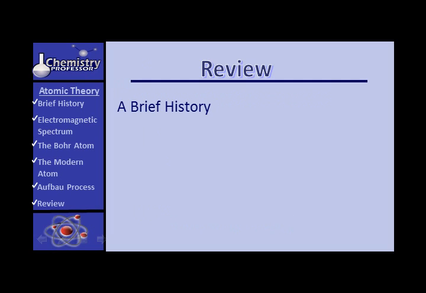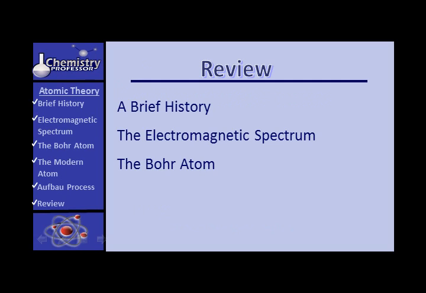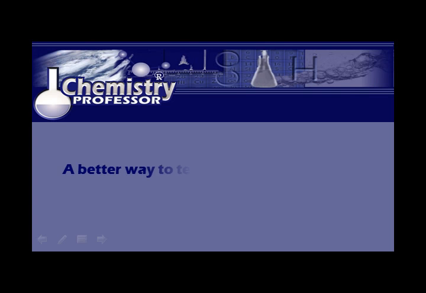Well, we've talked about a brief history of the atom. We've talked at length about the electromagnetic spectrum, and from there we developed the concept of the Bohr atom. And from that, with adjustments to the Bohr atom and to that model, we developed the modern atom. Then we concluded with the Aufbau process, a lot of interesting and highly applicable material. A better way to teach and learn chemistry.